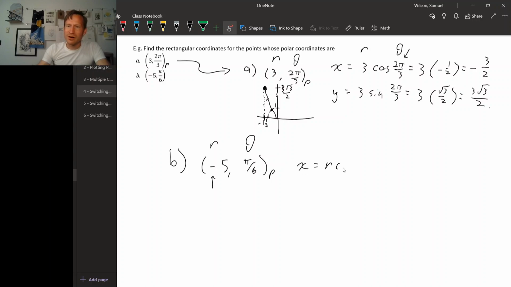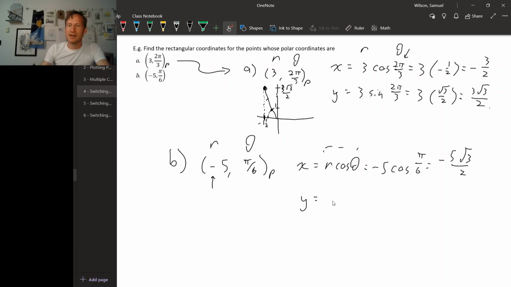X equals r cosine theta always works, no matter whether r is positive or negative, or even 0. It doesn't matter if theta is positive or negative. This formula works all the time. So negative 5 times cosine of pi over 6. Cosine pi over 6 is root 3 over 2, so minus 5 root 3 over 2.